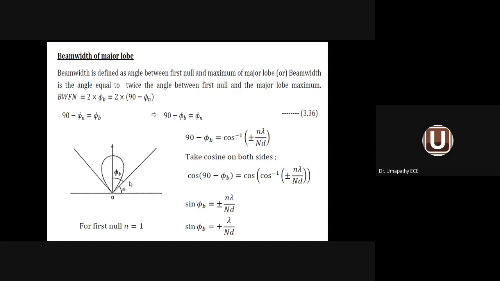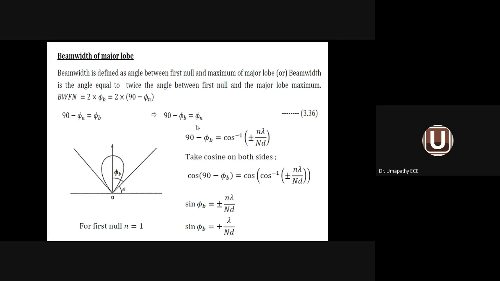You can see this one. This one is pi n. This one is pi b. And this is 2 pi b. So in the place of 90 minus pi n, I can put pi b. In the place of 90 minus pi b, I can put pi n. So 90 minus pi n equal to 90 minus pi b. Both are equal. So 90 minus pi n equal to pi b. 90 minus pi b equal to pi n.